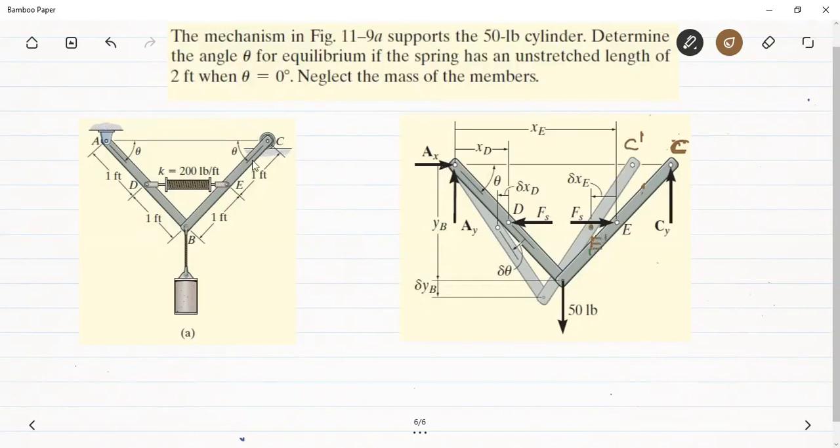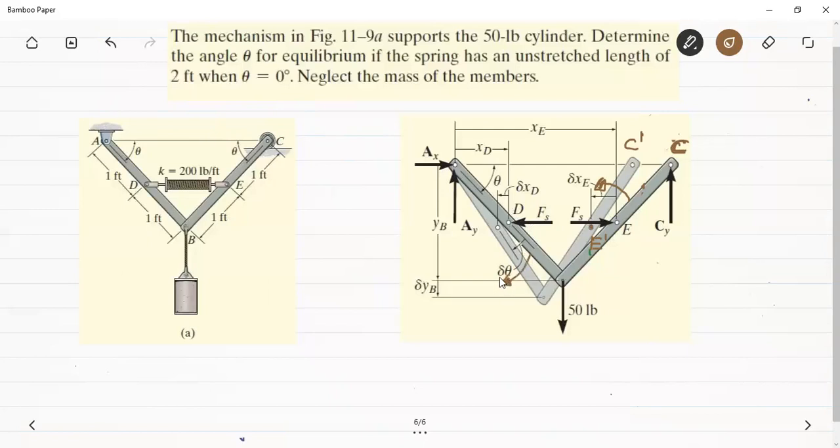This link AB is hinged at A, therefore it is free to rotate about this hinge. On account of this rotation, if this CE is moving in the anti-clockwise direction, this link AD should move in the clockwise direction.